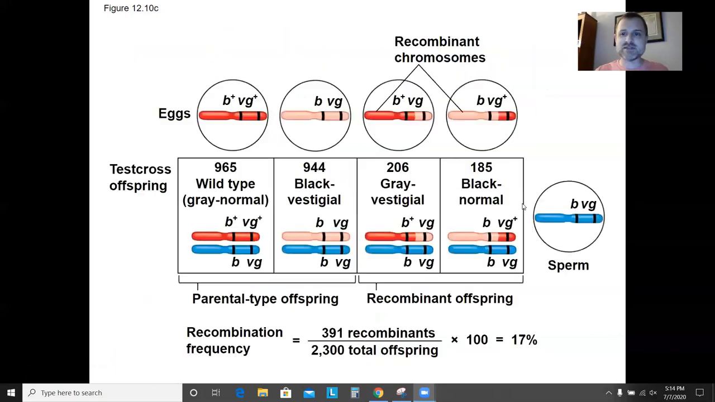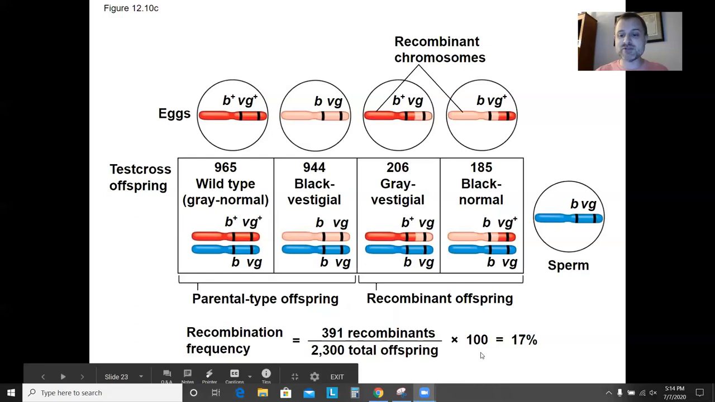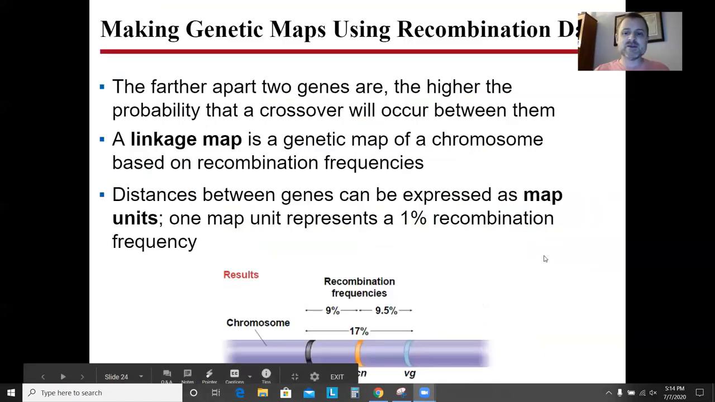This is just the same diagram, bigger. All right, see, number of recombinants over total times 100 is the recombination frequency. If this was 50%, the genes are on different chromosomes. So a linkage map, this is useful.